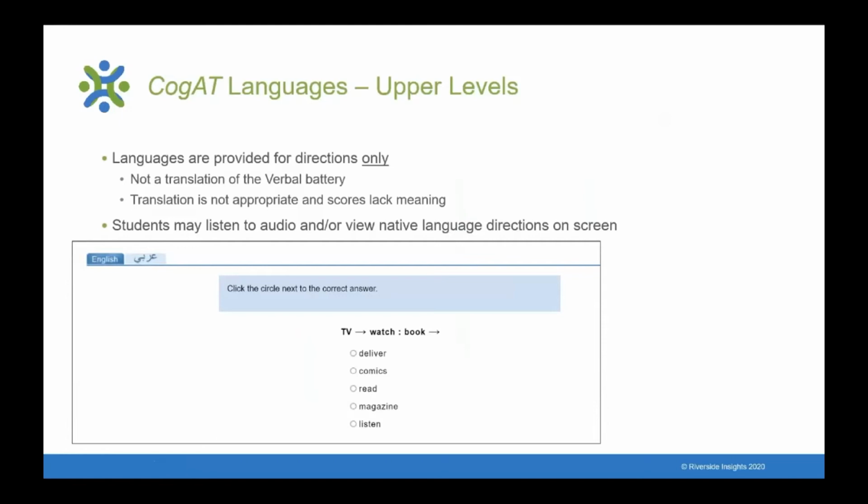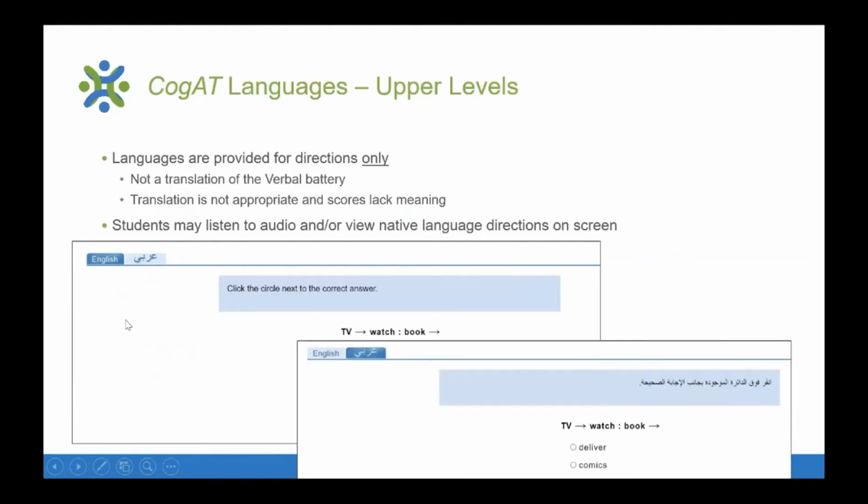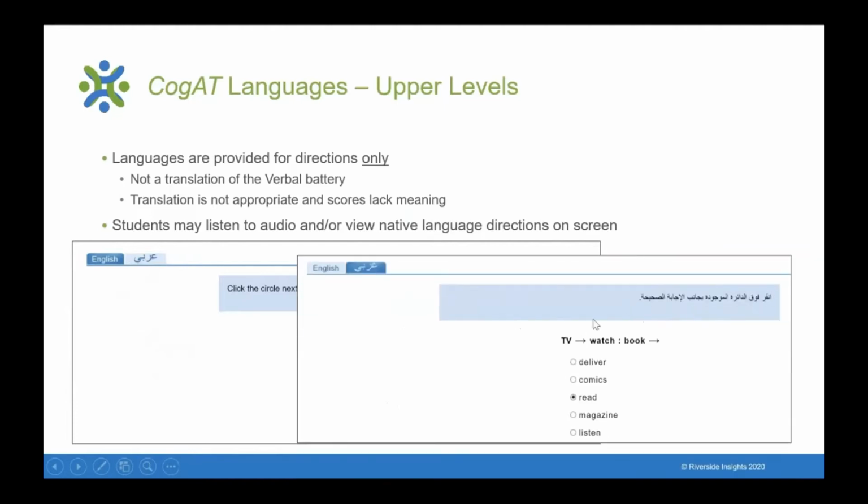However, it does help the students to understand what they need to do if they can hear the audio or view the directions in their native language on the screen. So you can see here that this is an example for a student in the Arabic variant. So they have the option of English and Arabic directions to appear on the screen. If they simply click this tab for Arabic, they will get to read the directions that tell them how to answer this item in their native language, if that helps. And if they're more proficient at reading English than they are Arabic, they can stay with English or they can toggle back and forth.